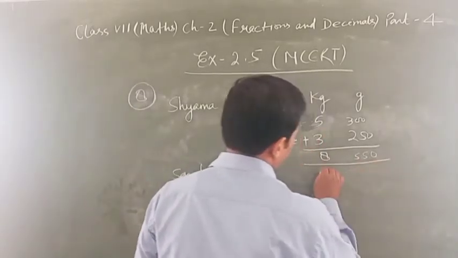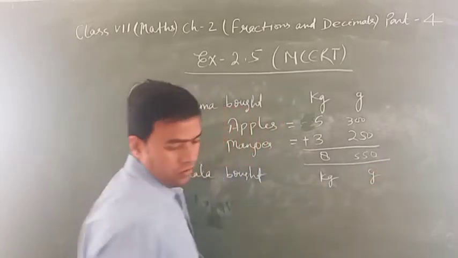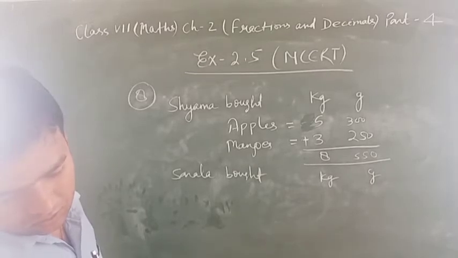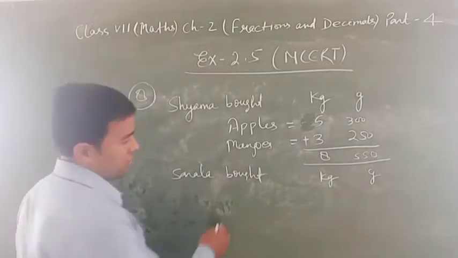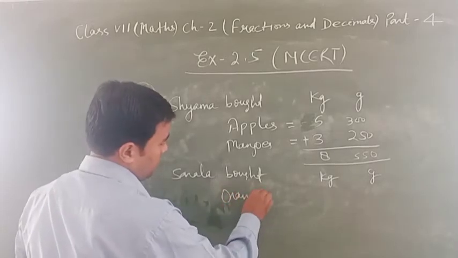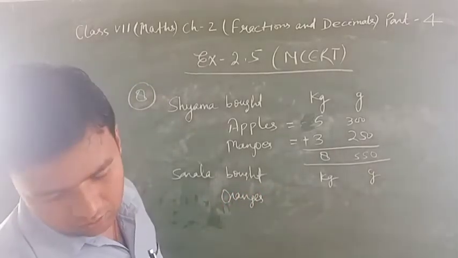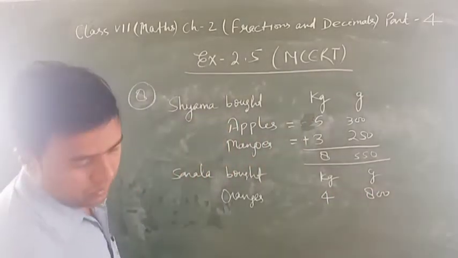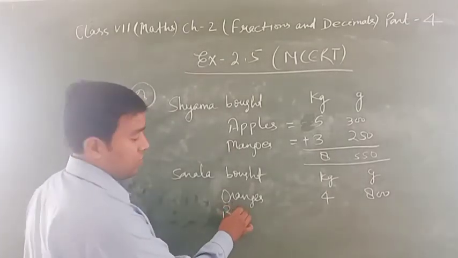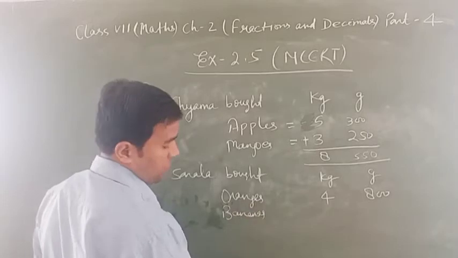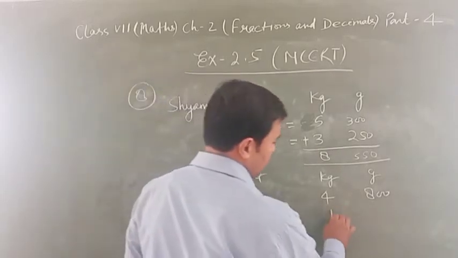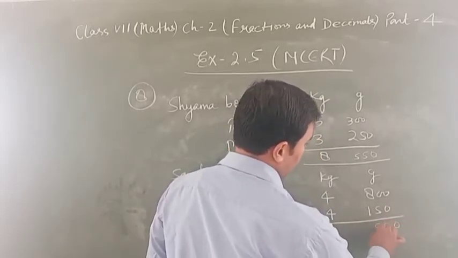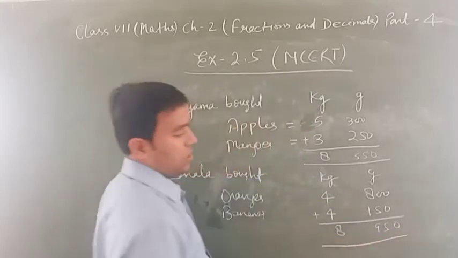Here also same type, kilogram and gram. Sarla has taken 4 kilogram orange. Orange, Sarla has taken how much? 4 kilogram, 800. Bananas, 4 kilogram, 150. 2 plus 0, 5, 9, 8. 8 kilogram, 950.